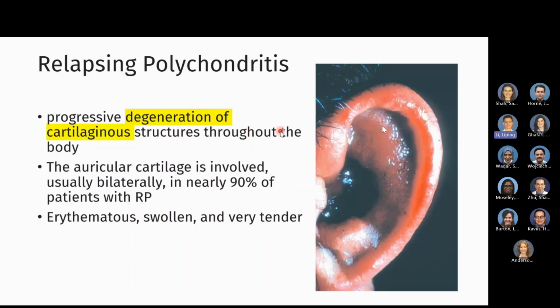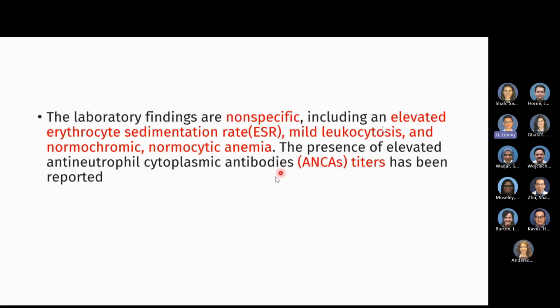And then another category is about skin and soft tissue. So the first one, about the ear area, is relapsing polychondritis. For this one, this is a degeneration of the cartilage structure throughout the whole body, but because the ear has this cartilage area, the patient usually will have this finding, and it is really easy to observe by the clinician, and usually bilateral. We can see this red, erythematous, swollen ear, and the patient will tell you it is really tender. We can have some laboratory findings to support, but they are not specific at all. We can see elevated ESR, mild leukocytosis, anemia, and even the ANCA antibody titer may be increased.